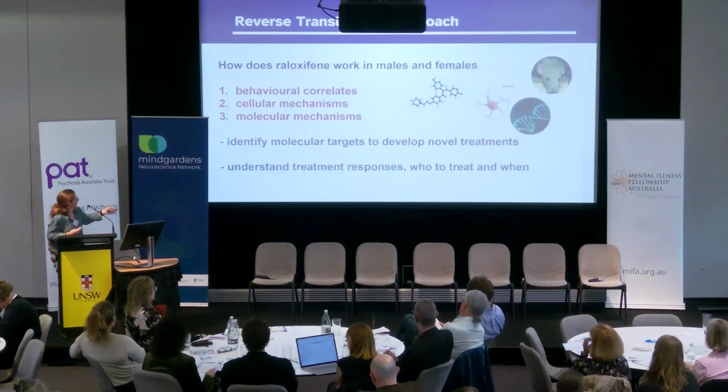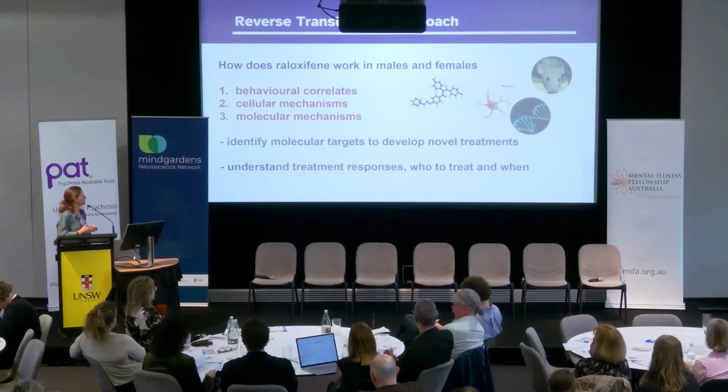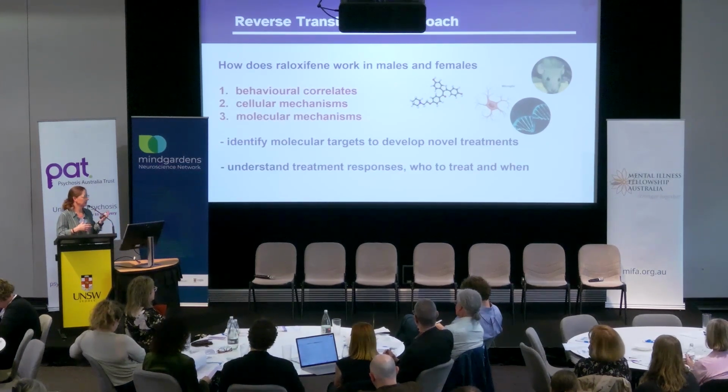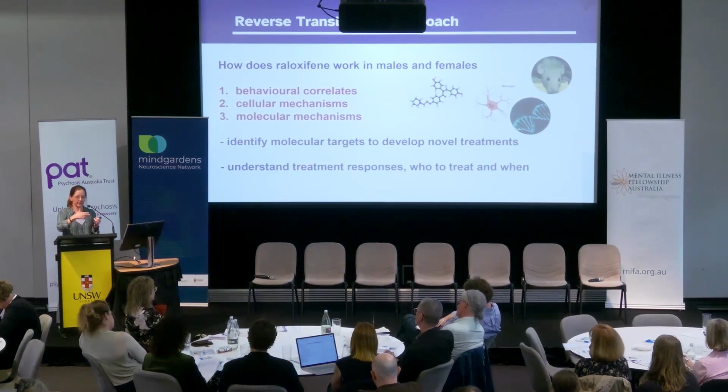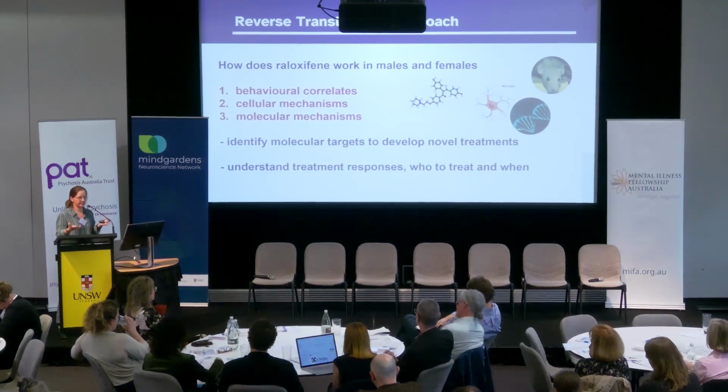So in a reverse translational manner, I've taken raloxifene back to the animal model to ask, how does raloxifene work, and how does it work in males and females? And I can look at different behavioral correlates, and I can look at molecular and cellular mechanisms in the brains of the rodent model. And why do we want to do this with raloxifene? Well, there's two aspects. We want to understand how it works to alter different behavioral profiles, because then we can understand the molecular mechanisms downstream of raloxifene targeting the estrogen receptor, and we might be able to identify novel molecular targets for specific symptom domains.